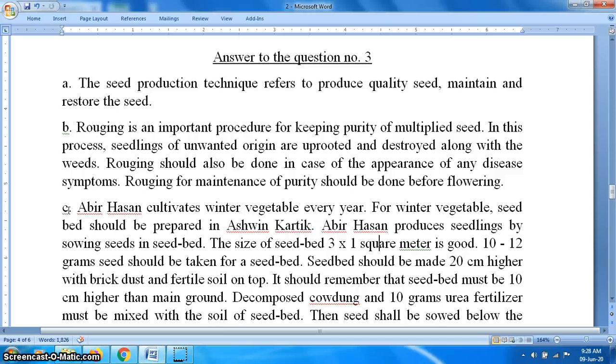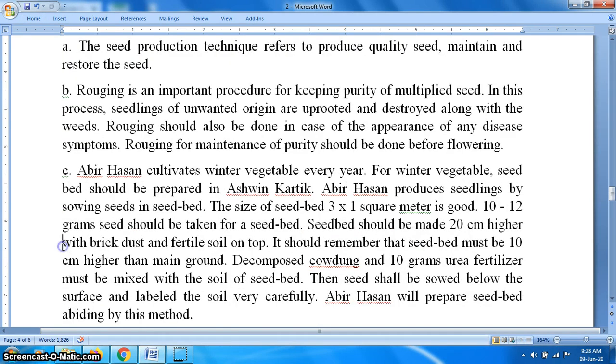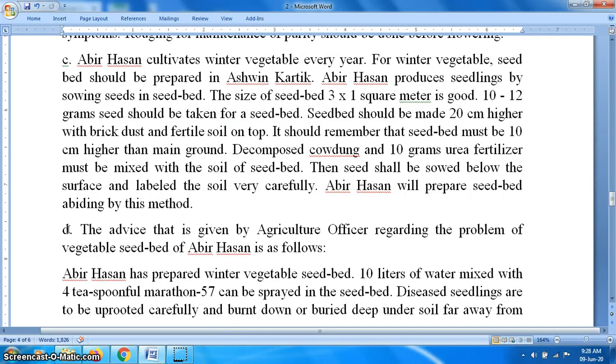The seedbed should be made 20 centimeters higher with brick dust and fertile soil on top. It should be remembered that the seedbed must be 10 centimeters higher than the main ground. Decomposed cow dung and 10 grams of urea fertilizer must be mixed with the soil of the seedbed. Then the seed shall be soaked before the surface is leveled, and covered with soil very carefully. Abir Hassan will prepare the seedbed abiding by this method.